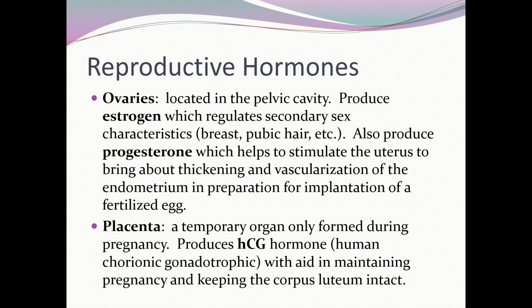The placenta is a temporary organ only formed during pregnancy, and it produces HCG, which is human chorionic gonadotropic hormone. And it aids in maintaining pregnancy and keeping the corpus luteum intact.